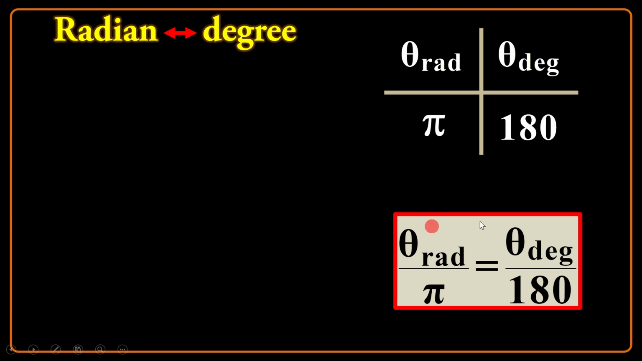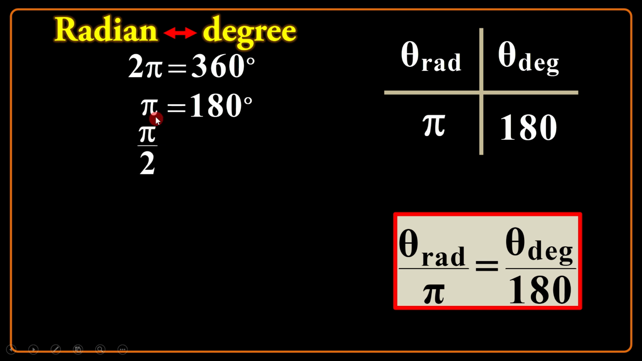You can always use this proportionality to convert the values from radian to degree or degree to radian. For instance, 2 pi is round the circle. In degrees, it will be 360 degrees. Then I divide it by 2, it will be pi, half of a circle. 360 is also divided by 2, it's 180. Again, divided by 2, it's pi over 2. It's equal to 90 degrees, a quarter of a circle.